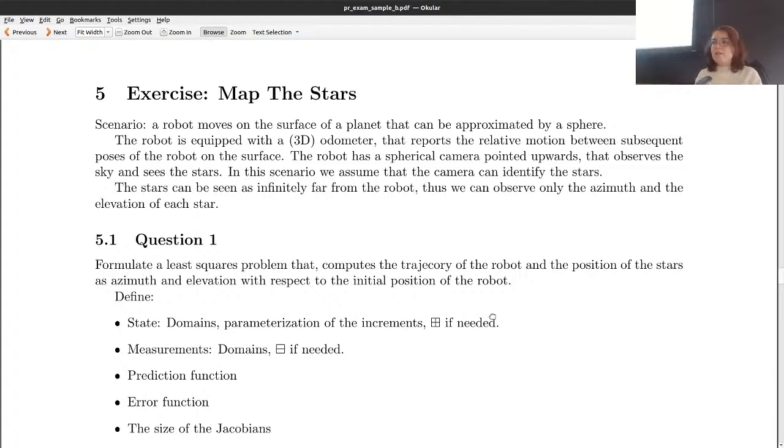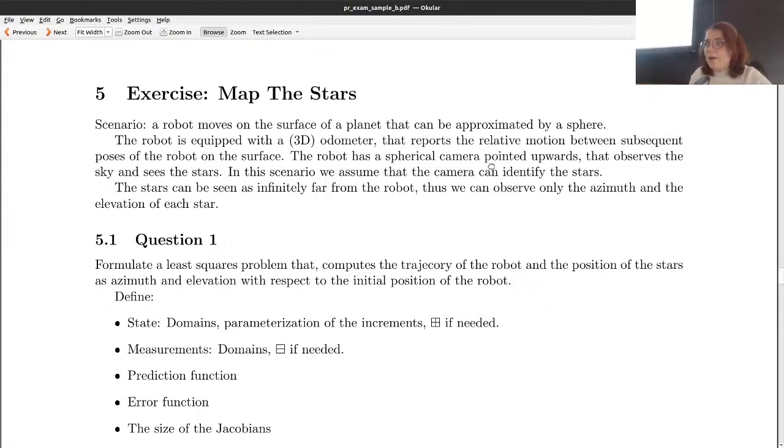So, the next exercise is the following. It's called Map the Stars, and it's a least squares problem to estimate the pose of the robot in 3D and the direction of the star. So we will see why. A robot moves on the surface of a planet that can be approximated by a sphere. The robot is equipped with a 3D odometer. When you see on your text 3D odometer, it means that we assume that we have the relative motion between subsequent poses of the robot. So we assume to have as a measurement directly the relative transformation between subsequent poses.